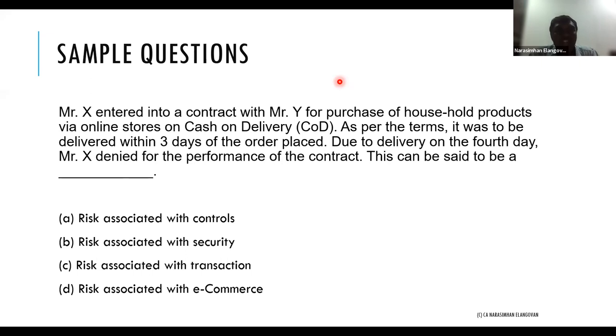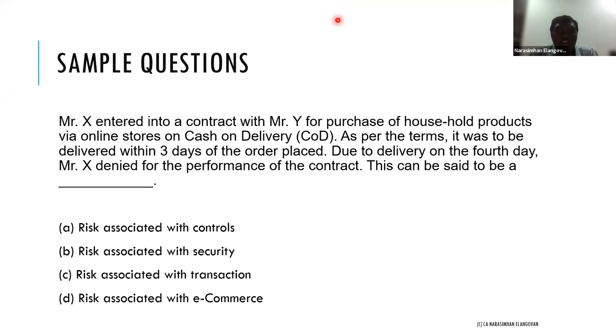Okay. The answer here would be not of transaction, rather it will be of e-commerce. It is definitely a risk associated with control. It is not related to security, so therefore eliminated. It is a risk associated with transaction, a risk associated with e-commerce. But this is a question specifically on e-commerce. Therefore, the answer would be D and not C. I hope that's clear.